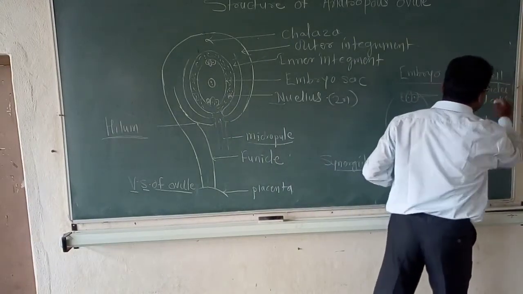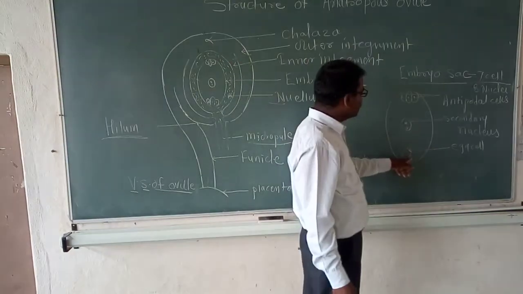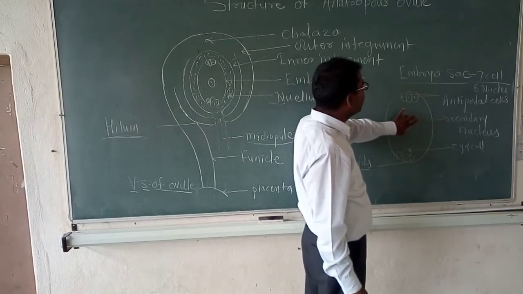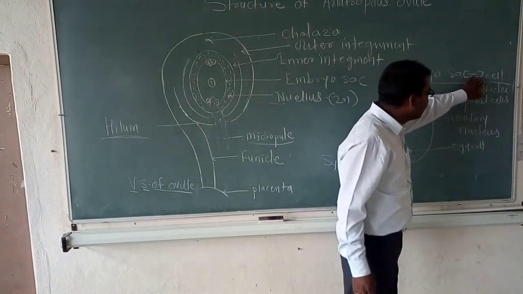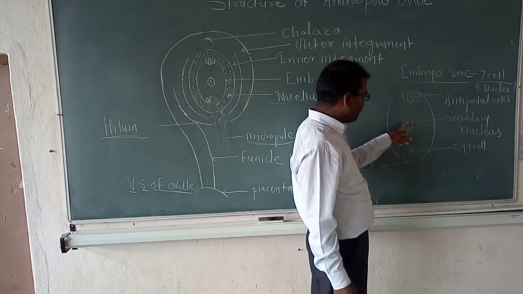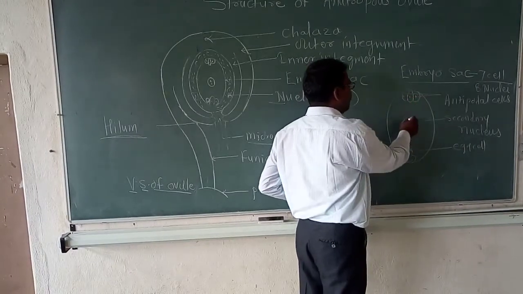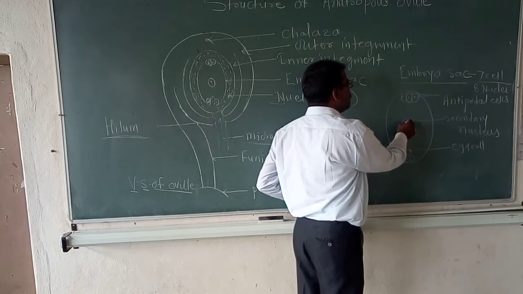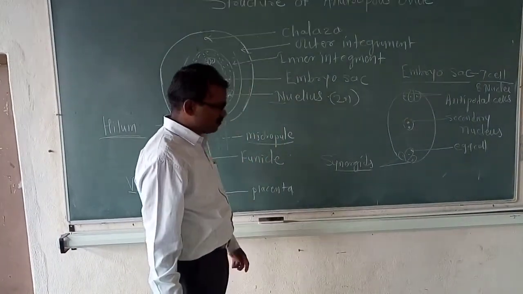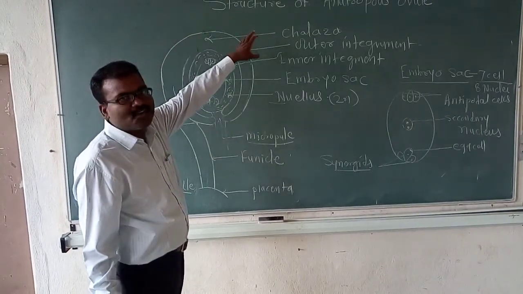And the embryo sac has 7 cells. 1, 2, 3 toward the chalazal end, 4, 5, 6 toward the micropylar end, and a single central cell. These are the 7 cells, but it is an 8-nucleate structure, because in each cell there is one nucleus: first, second, third, 4, 5, 6, and there are 2 nuclei inside the secondary nucleus. This is all about the structure of the anatropous ovule.